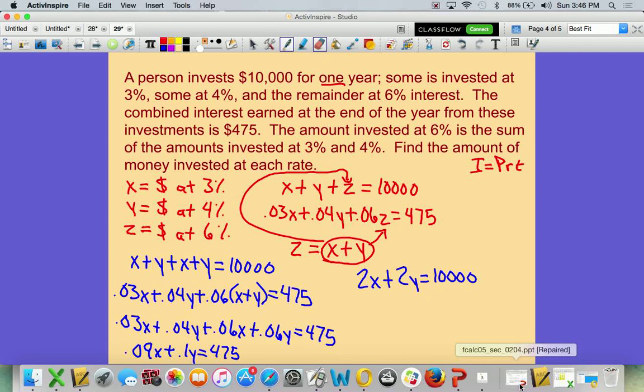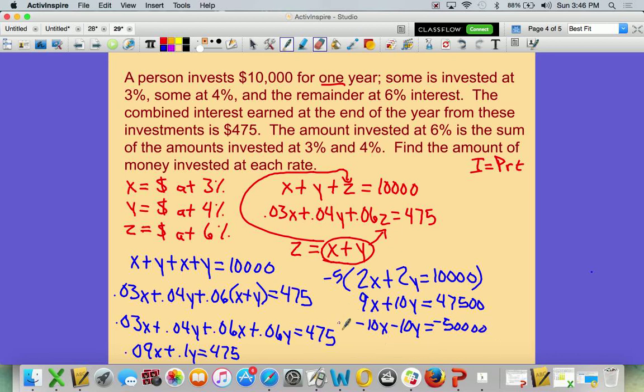All right, and down here, well, you can do lots of different things. I would probably say, well, let's get rid of the decimals. By doing that, we would have to multiply this whole thing by 100 here. And when we do that, we get 9x plus 10y equals 47,500. Now, the numbers got big, but now we can see we're pretty much set up to do elimination here. Multiply this top one by -5, and we've got negative 10x minus 10y equals negative 50,000.